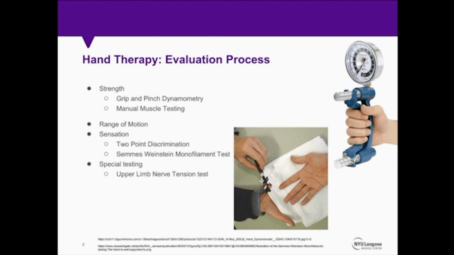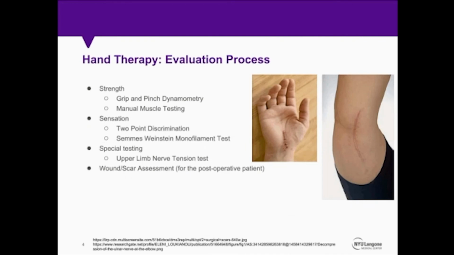We will also perform a battery of provocative tests and maneuvers. One such maneuver is the upper limb nerve tension test as described by physiotherapist David Butler. And each test will obviously be different depending on which nerve you are assessing. And we'll be discussing this in further detail later.